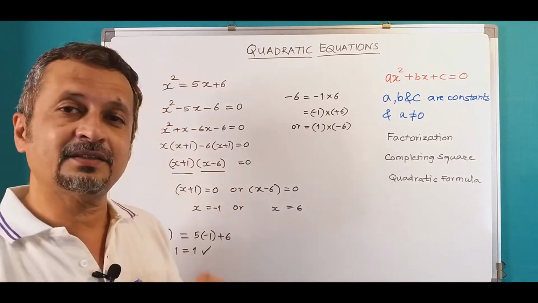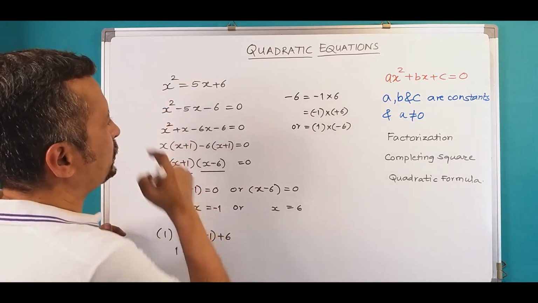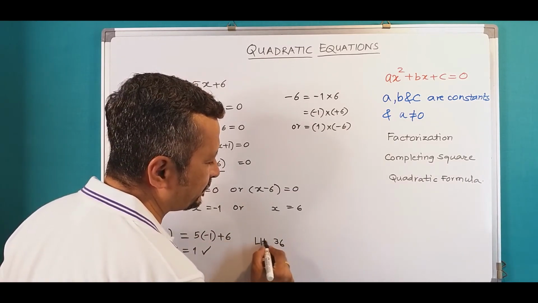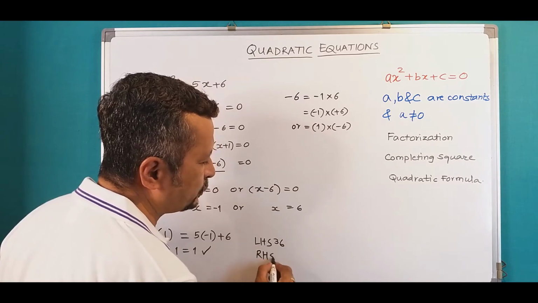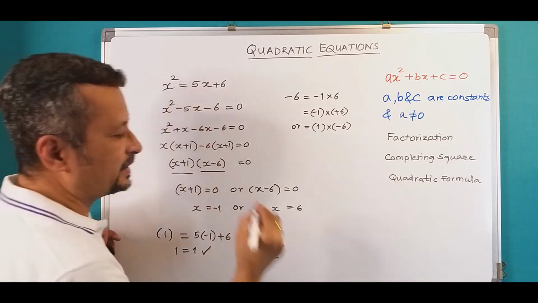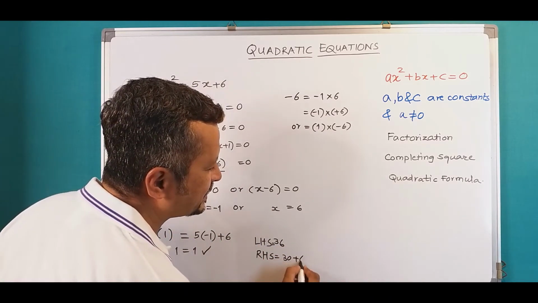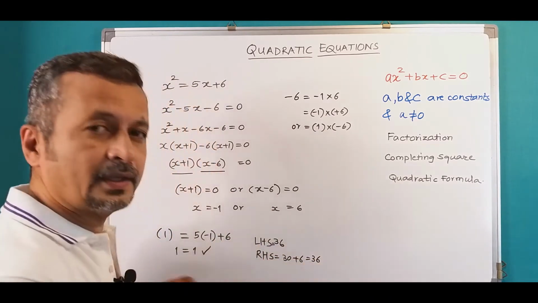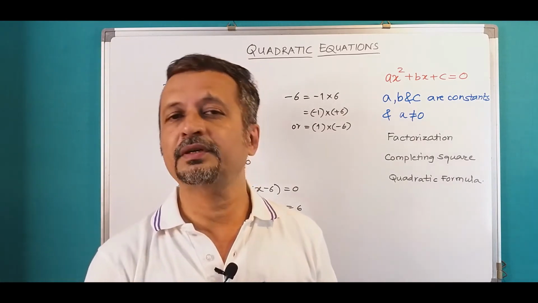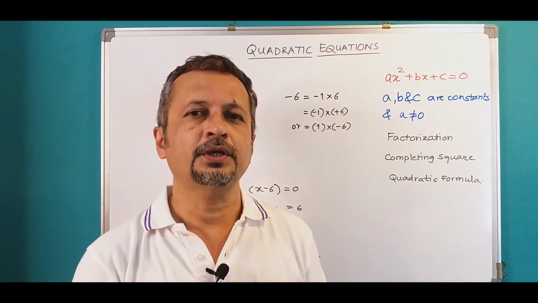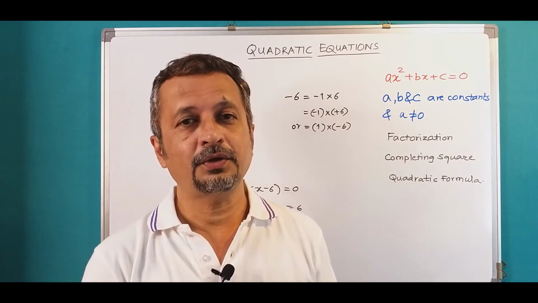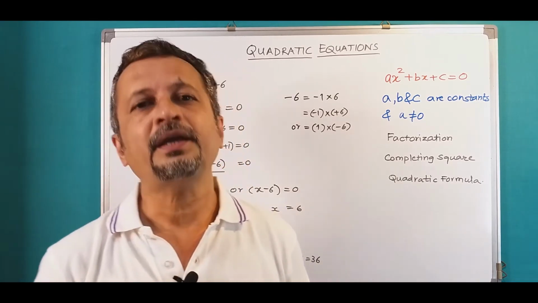And if I put x is equal to 6, now I put it over here. So x square, so 6 square is 36. That is my left hand side. And right hand side is equal to 5 into 6, that is 30 plus 6, and that is equal to 36. These two values of x which satisfy the given quadratic equation, they are called roots of quadratic equation. Okay, this is how we solve quadratic equations by factorizing.